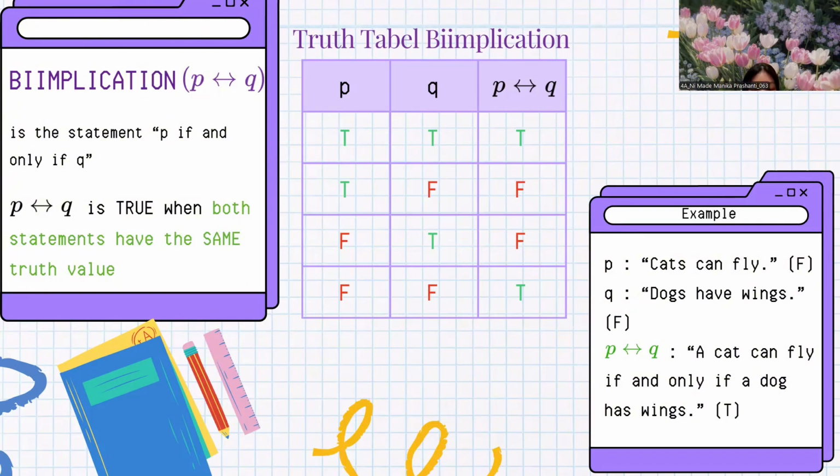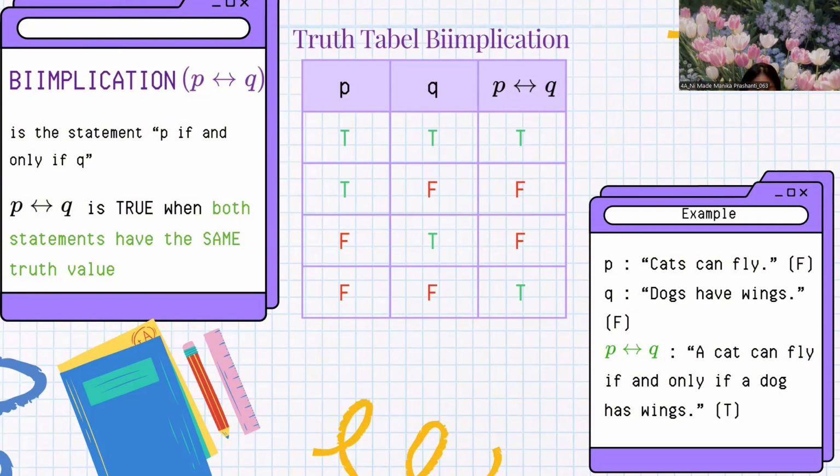Third row: F, left right arrow, T. One is false, the other is true. Still a mismatch, so the result is false. The last row: F, left right arrow, F. Both are false, so they match in their falseness. The logical relationship between them is actually true.